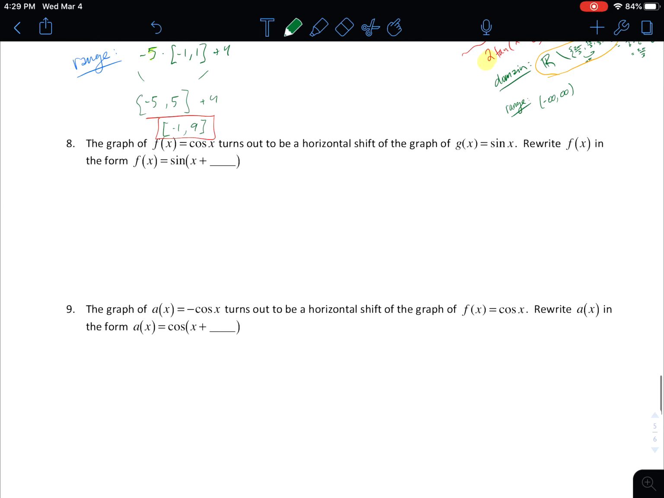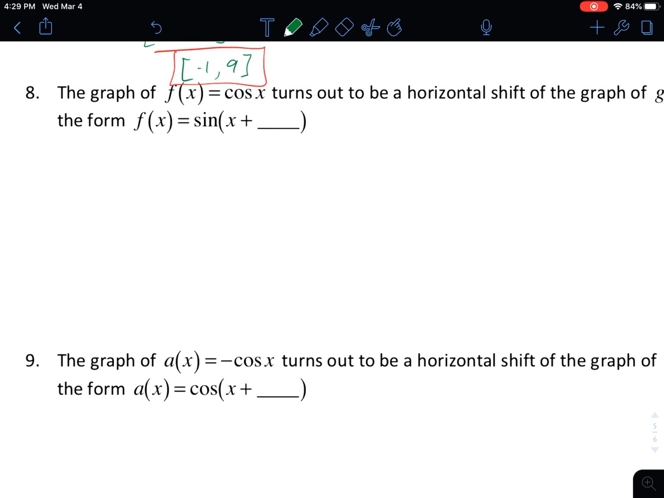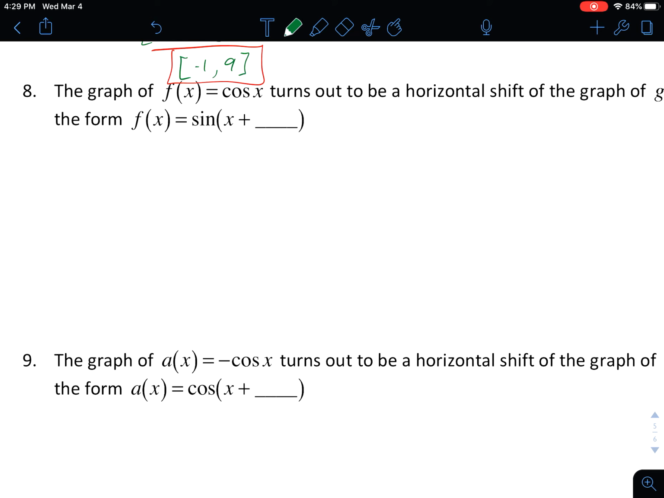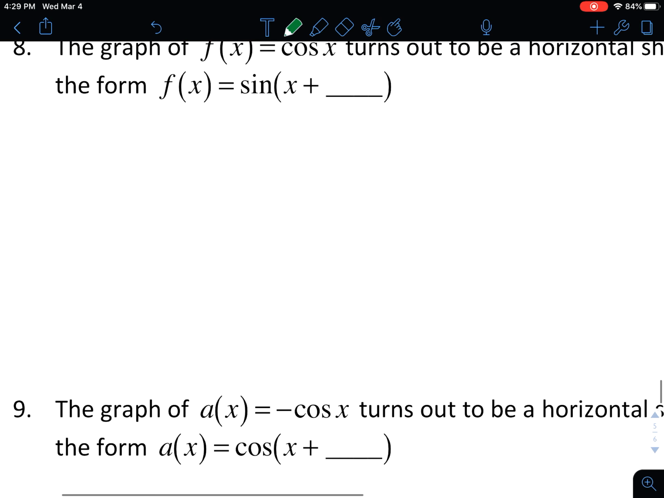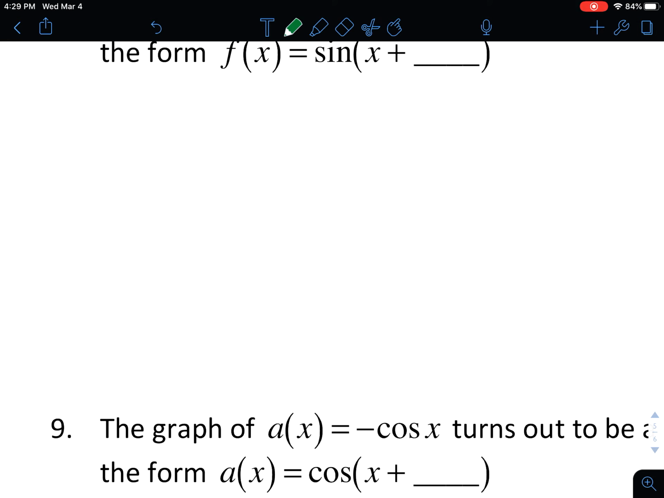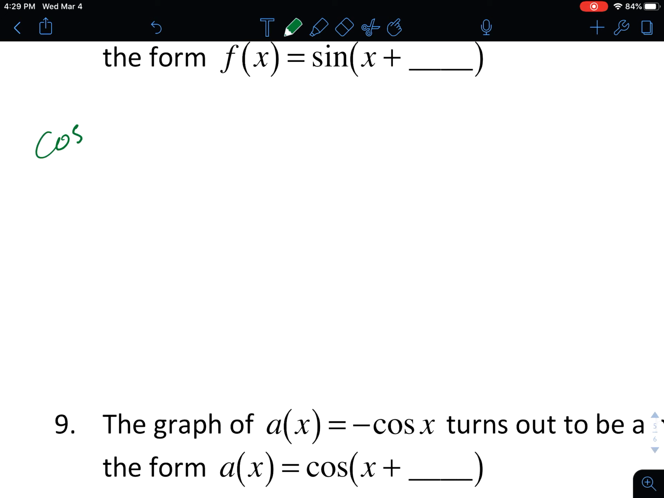All right, number 8. The graph of f of x is equal to cosine x turns out to be a horizontal shift of the graph of sine of x. Rewrite f of x in the form f of x is equal to sine x plus what? So, an identity can help us with this one. But before I show you the identity, let's just sketch out those two curves next to each other. So here is going to be cosine of x, and here is going to be sine of x.